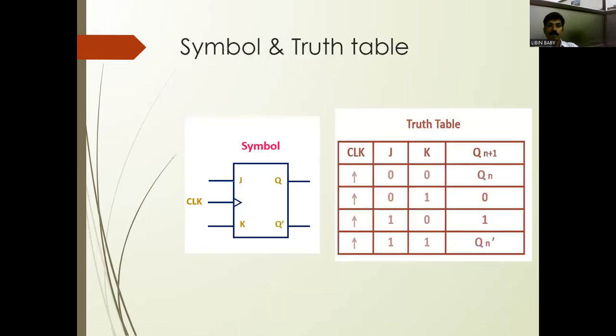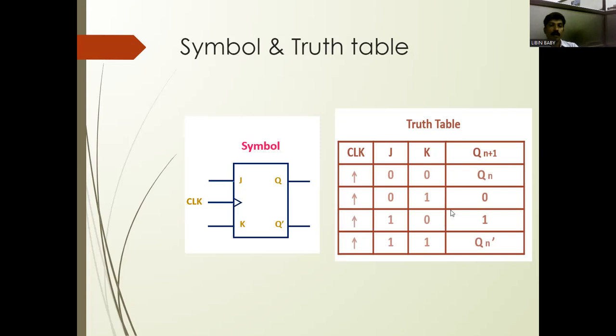Here you can see the symbol of the JK flip-flop. We have three inputs, including the clock pulse. The clock pulse symbol shown represents the positive edge trigger. If you are using a negative edge trigger, the symbol will change. And you have two outputs: one is Q and the other is Q complement.